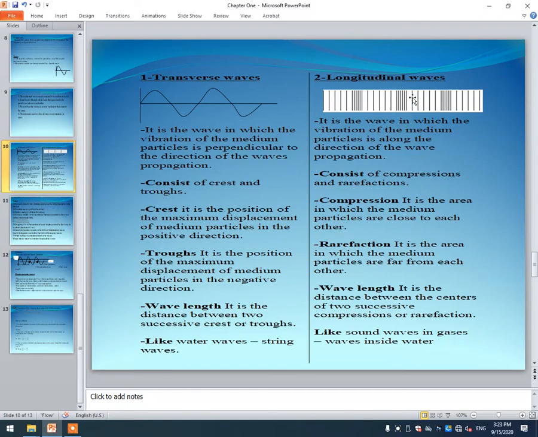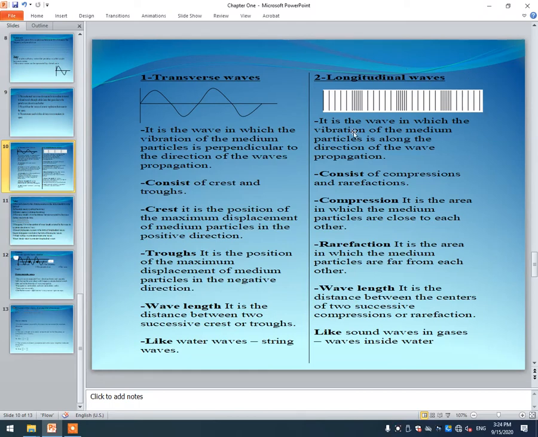area here the molecules are close to each other, and in the area here the molecules are away from each other. So these areas where the molecules are close to each other, we will call compression, and the areas where the molecules are away from each other, we will call rarefaction. So a longitudinal wave consists of compressions and rarefactions.